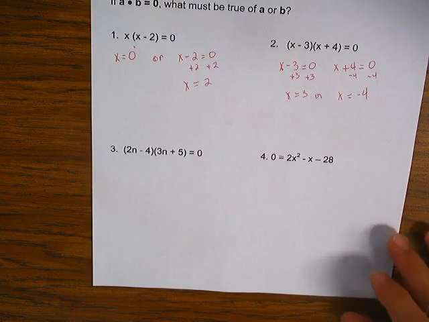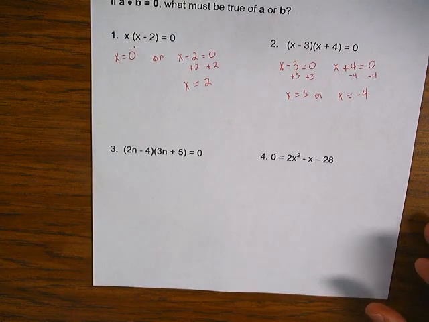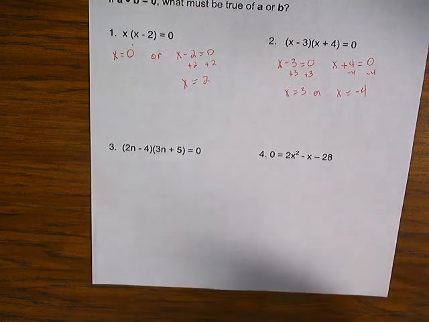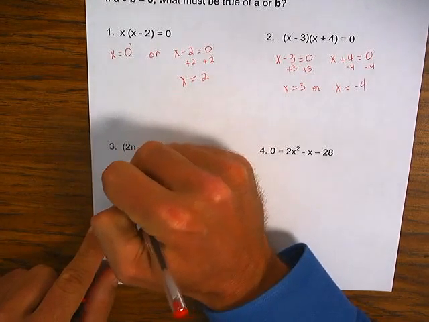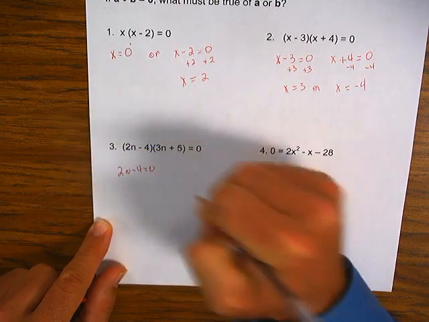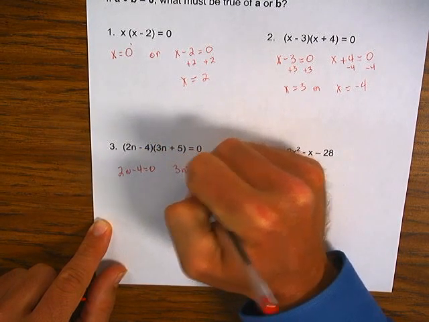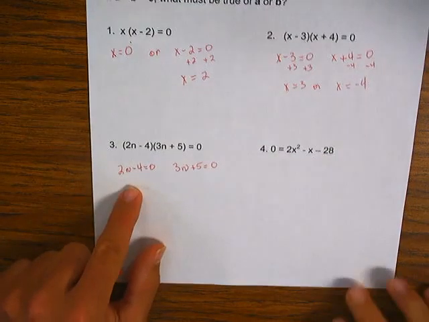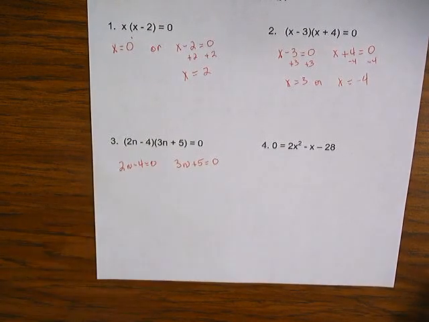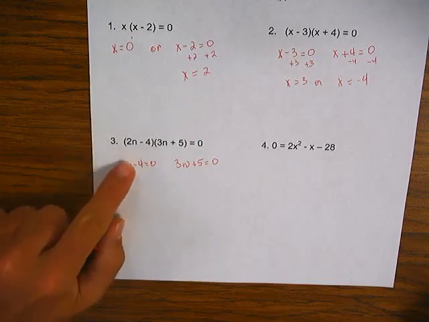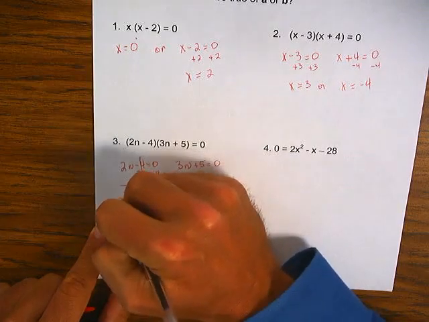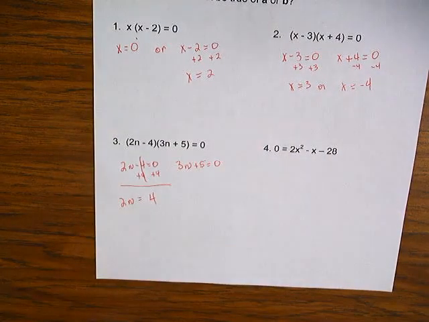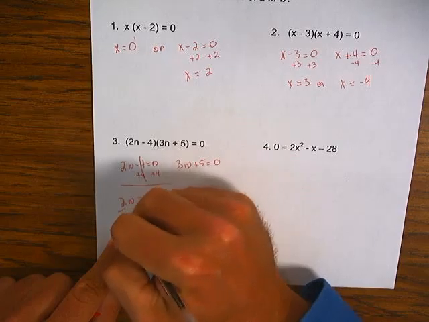Now number 3, is it already factored? Yes. Okay, so how do I solve? Put them equal to 0. So 2n minus 4 equals 0, and 3n plus 5 equals 0. And this first one, how would I solve for n? Add 4 to both sides. That gives me 2n equals 4, and then divide by 2.